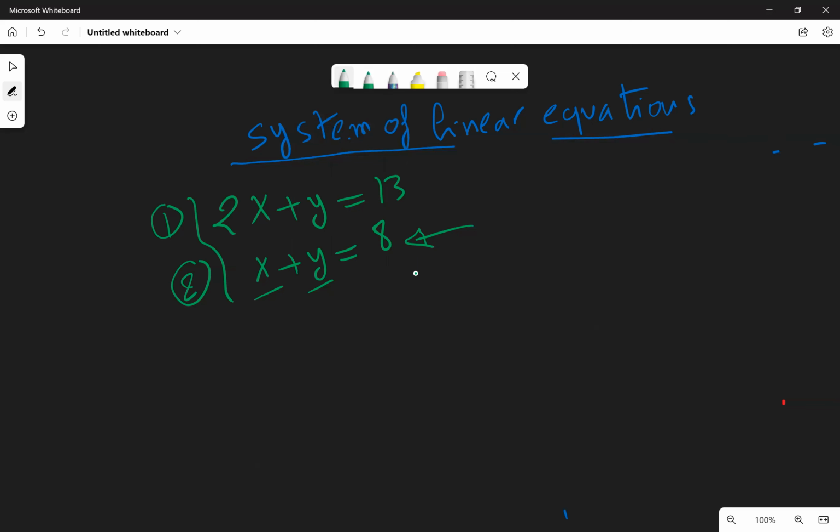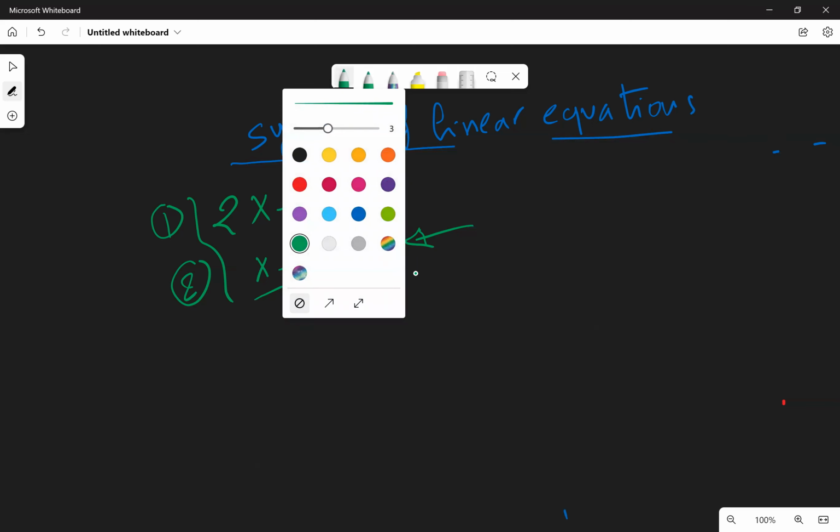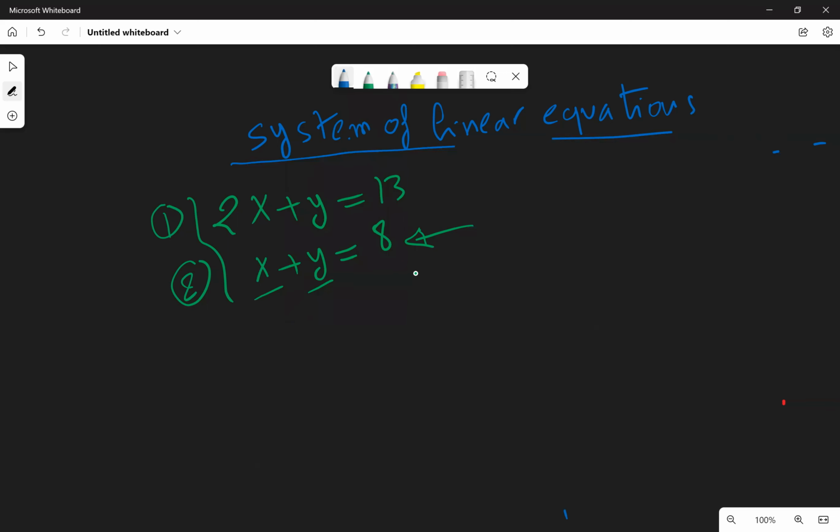So let's say I have x plus y equals 8. So I'm gonna solve for x. If I want to solve for x, I have to get rid of this y, so I'm gonna subtract y because subtraction is the inverse operation of addition. And what I do to the left side, I have to do to the right side. So I get x equals 8 minus y.